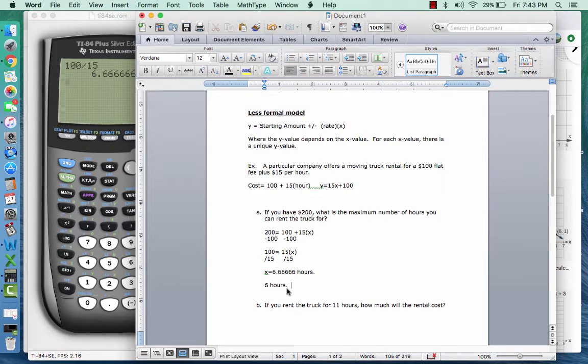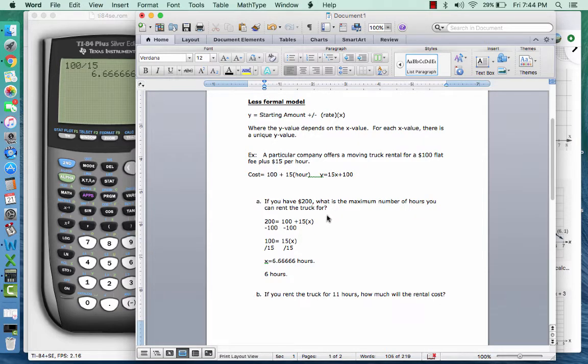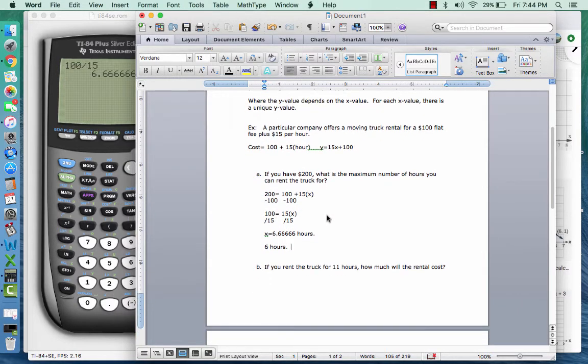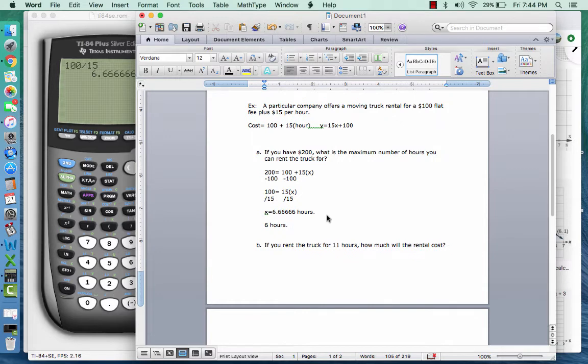I have to use the logic of the situation here. The maximum is 6 hours, because if I rent it for 7 hours, it's going to cost me more than 200. So 6 hours is the most I can rent it for. Now, if they are okay charging for a partial hour, then yeah, I can rent it for 6 2/3 hours. But usually companies don't do that. Even if you rent it for an extra minute, they're going to charge you the $15 for that hour. So 6 hours is the maximum number of hours.